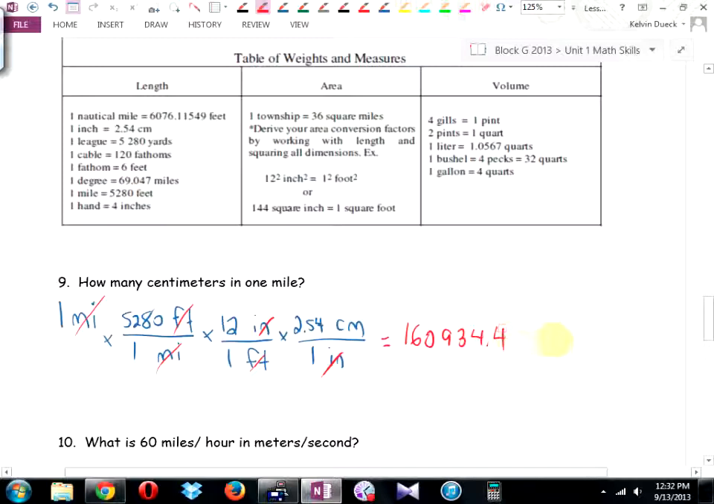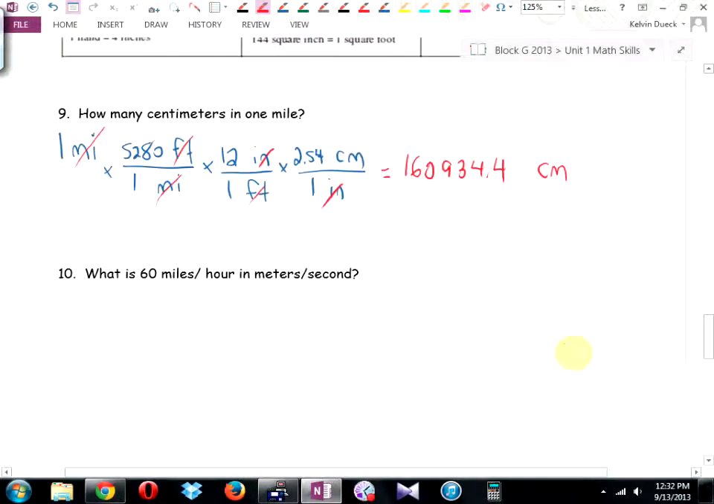Units, centimeters. What if I have to convert two things at the same time?